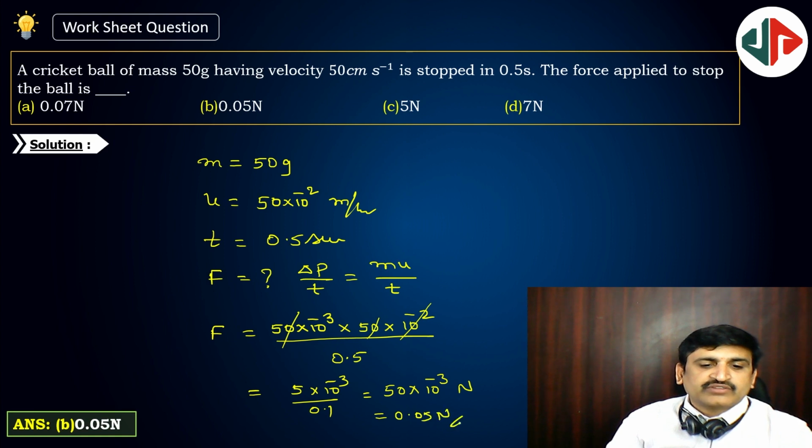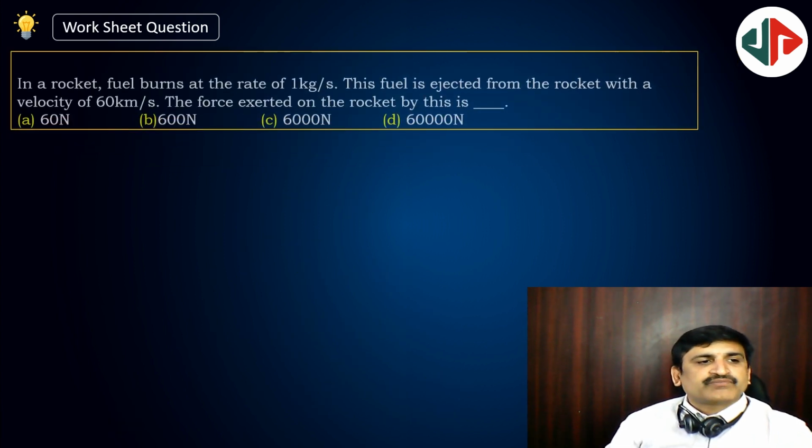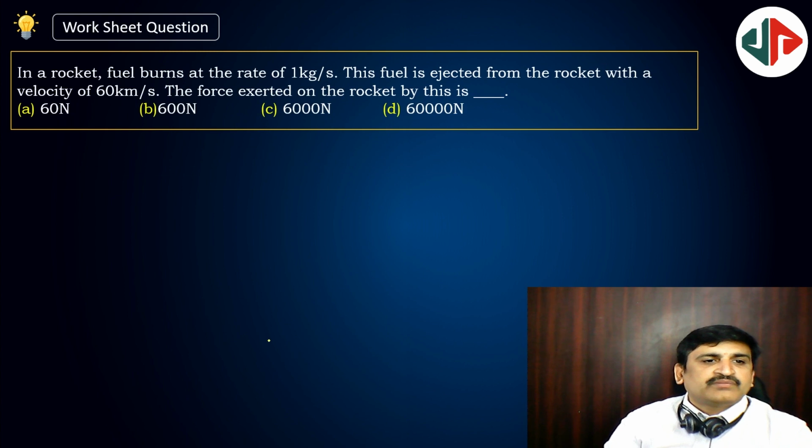0.05 Newton, I too will write. Next. In a rocket, fuel burns at a rate of 1 kg per second. Fuel burning rate, dm by dt, we have to consider. That is 1 kg per second. It's SI unit, no issue.